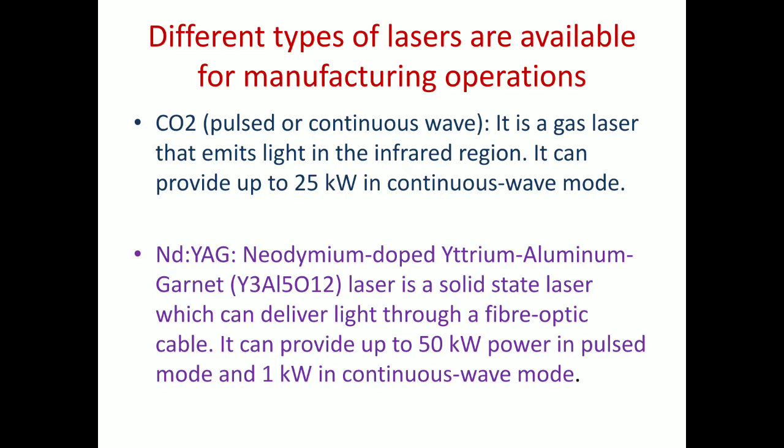Now coming to the next point, there are different types of lasers used for laser beam machining. Generally, there is the CO2 pulsed or continuous wave laser, where CO2 gas is used as the laser material for generating the coherent light source. It can be pulsed or continuous. Generally, pulsed is used for drilling or discrete machining, and continuous wave is used for cutting or continuous machining. So a CO2 laser can be used.